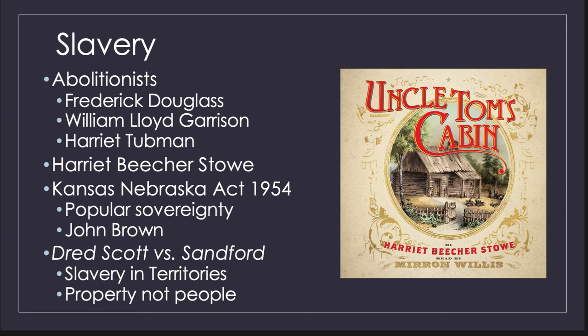So when it came time to vote in Kansas and Nebraska, it comes down to Kansas, because Nebraska is going to easily outlaw slavery because they can't grow cotton there. So the people that have settled there don't really see the need for slavery in their state. So now this goes back to that delicate balance that we're trying to keep. Kansas is the one that's up for debate.